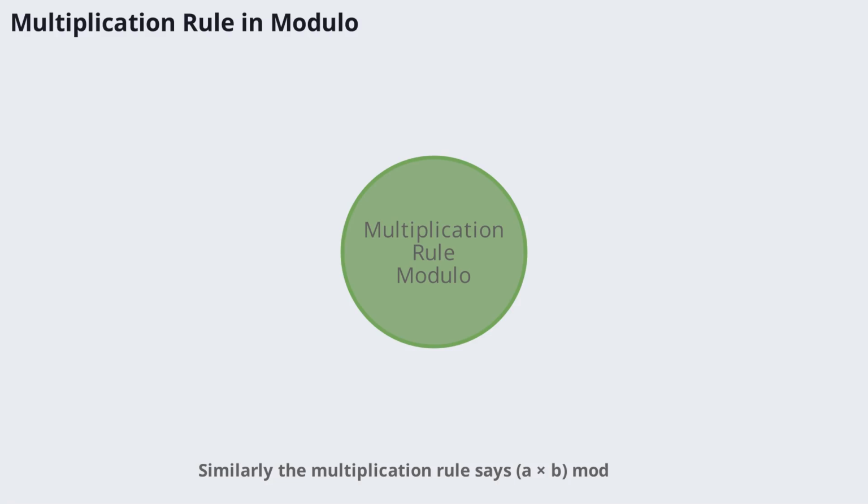Similarly, the multiplication rule says (a × b) mod n equals the product of their individual remainders, mod n. This allows you to break down large products into smaller pieces, find their remainders, and multiply them. It's a powerful way to simplify calculations and avoid large numbers.